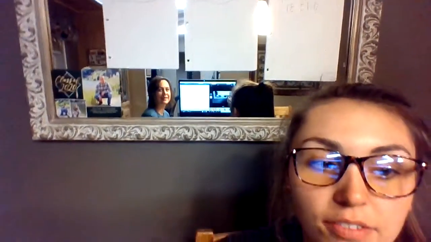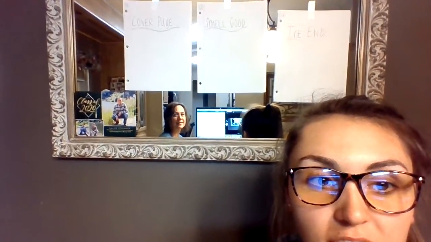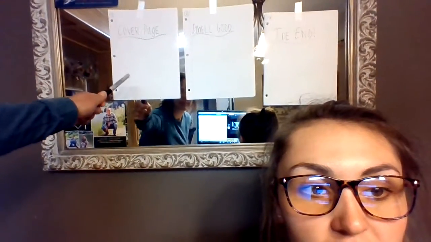Here is my fake whiteboard. So the first one is the cover page, the smell, good, and the end. Through each part of the book I'm going to stop at each point and let them write what they think is going to happen next, and then we will continue to read the book from there and then talk about it at the end. So here are your guys' sticky notes and a pen.